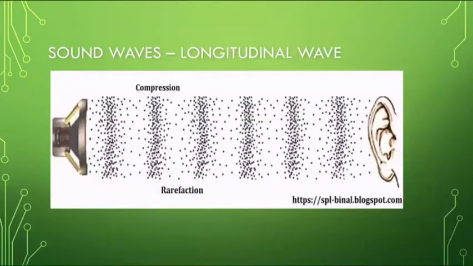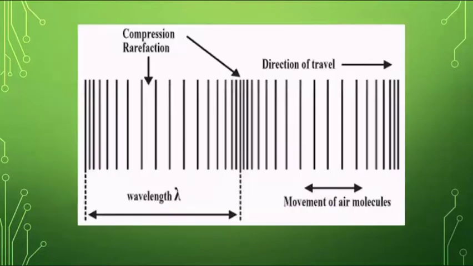So we discussed that sound waves are longitudinal waves that travel in the form of compressions and rarefactions. If you have a human ear here and a sound source over here, the sound wave will be generated and it will be transferred in the form of compressions and rarefactions.